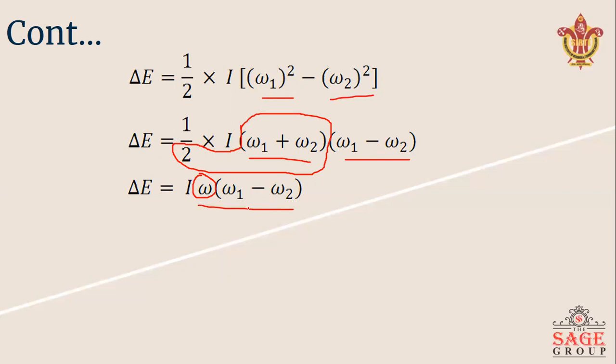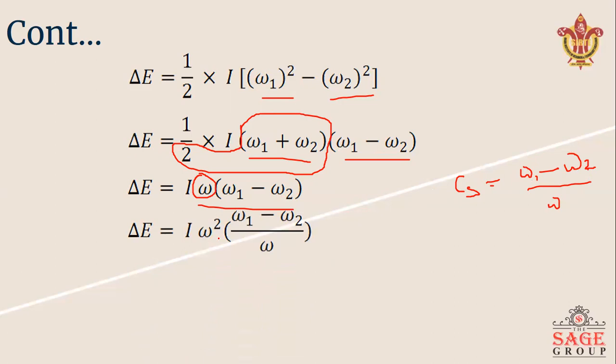And we know that Cs is equal to (omega 1 minus omega 2) divided by omega, or we can say that it is the ratio of the difference of maximum and minimum speed to the mean speed. Here you can see that we have multiplied by omega and divided by omega. So this one is multiplied by omega, that means omega square, and divided by omega, that means (omega 1 minus omega 2) upon omega.